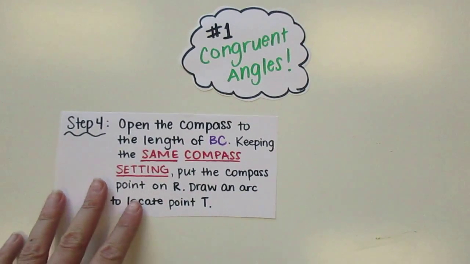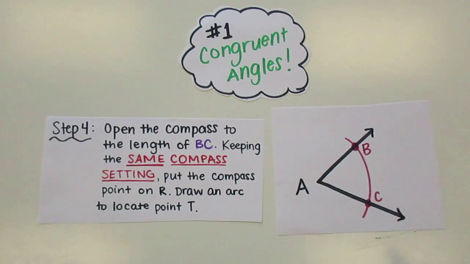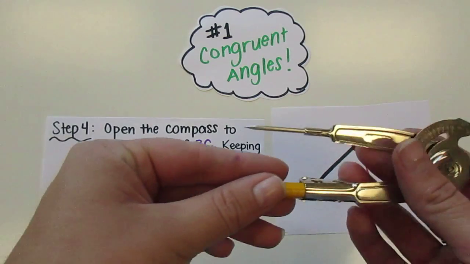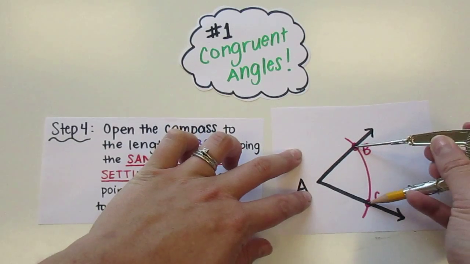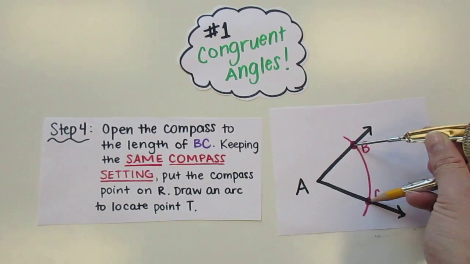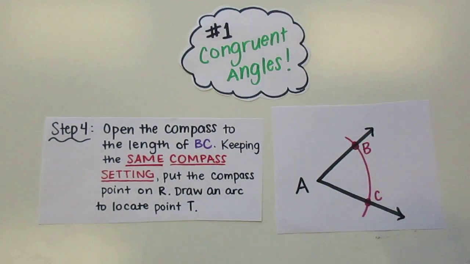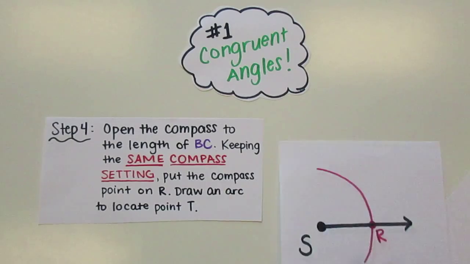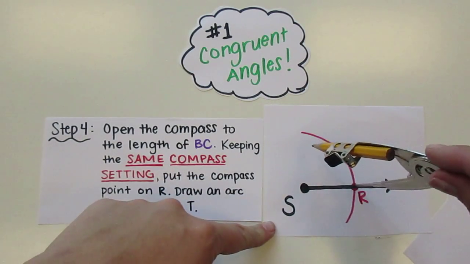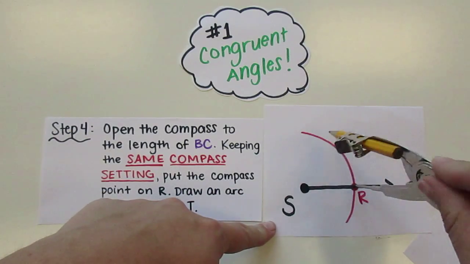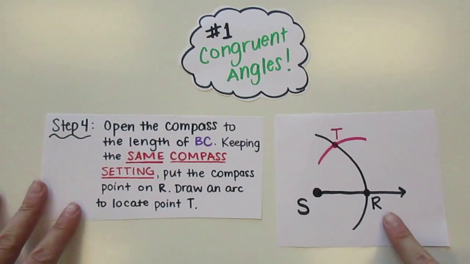Now, step 4. I need to look back at my angle. Open the compass to the length of BC. So I'm going to put one point on one of the intersections and the pencil point on the other. So now my compass is open to the length of BC. And I'm going to put the compass point on R, using that same setting, and draw an arc so that it intersects the first arc that I made. And I'm going to locate that point as T, like that.